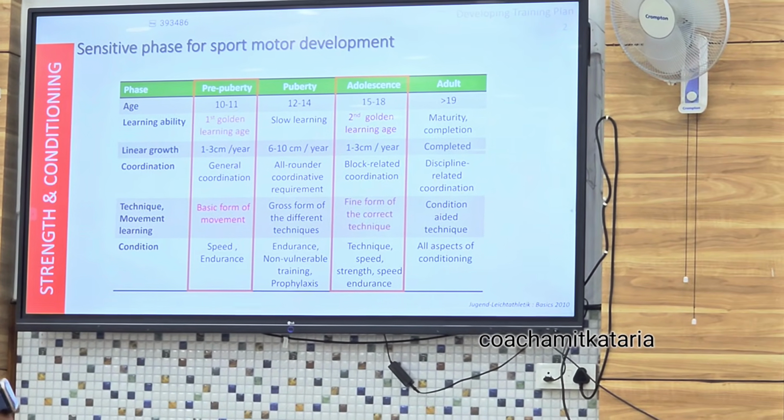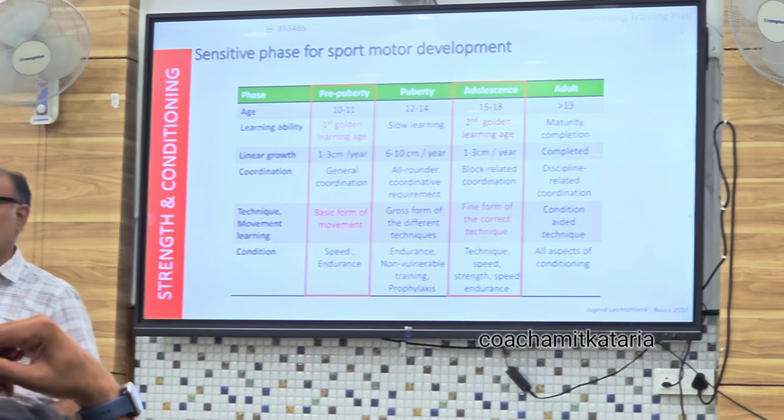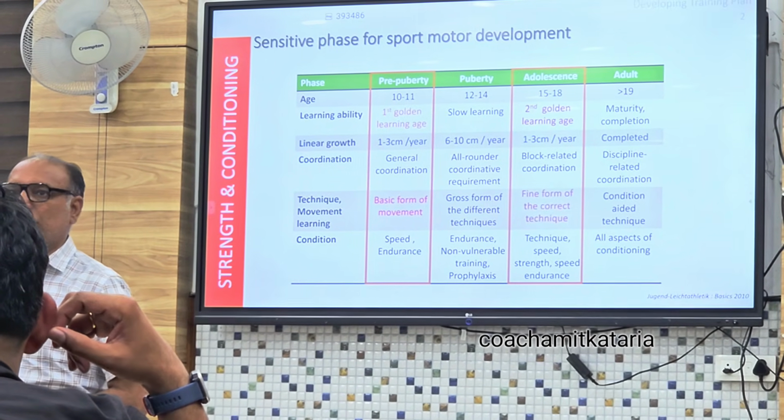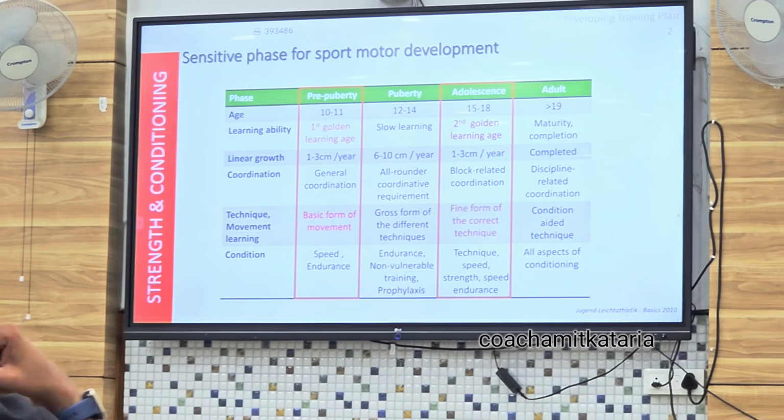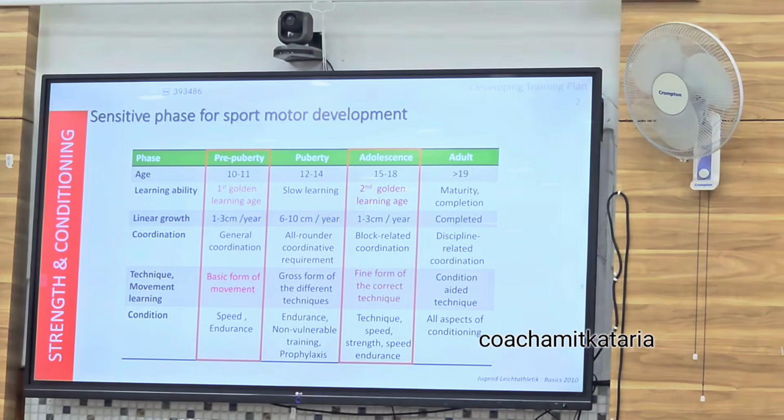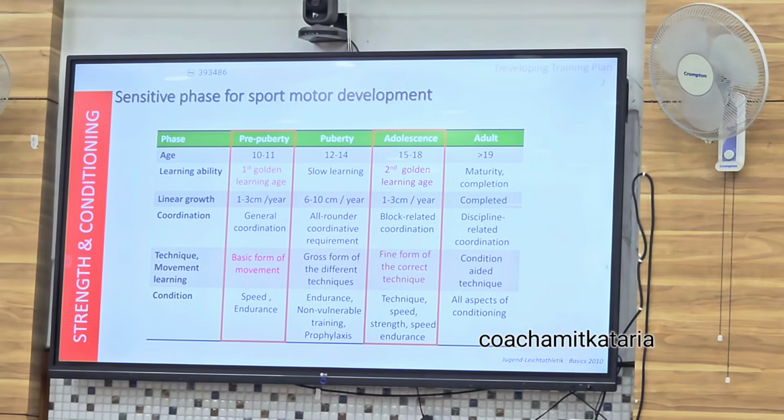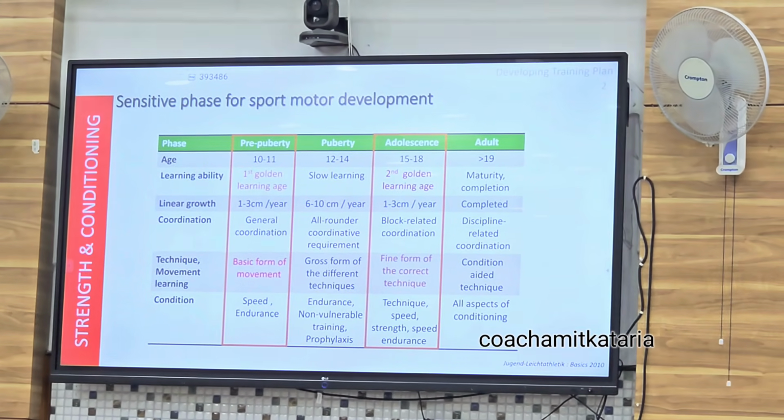So you will benefit from this course, especially related to the speed and coordination. This is related to what you have already covered.